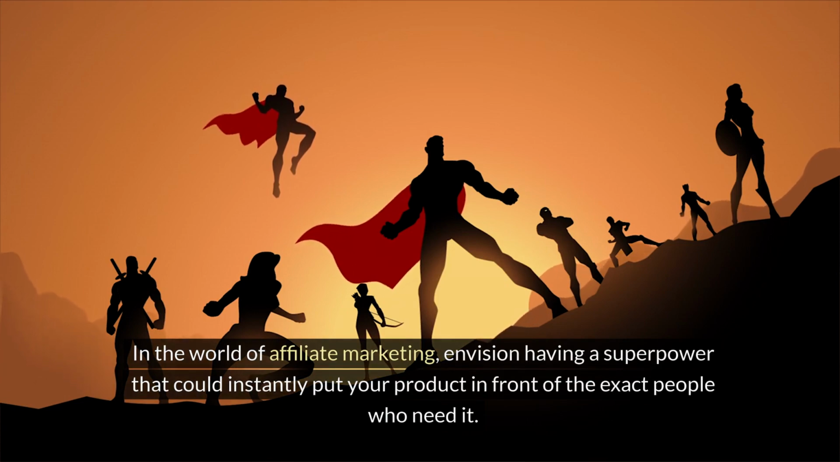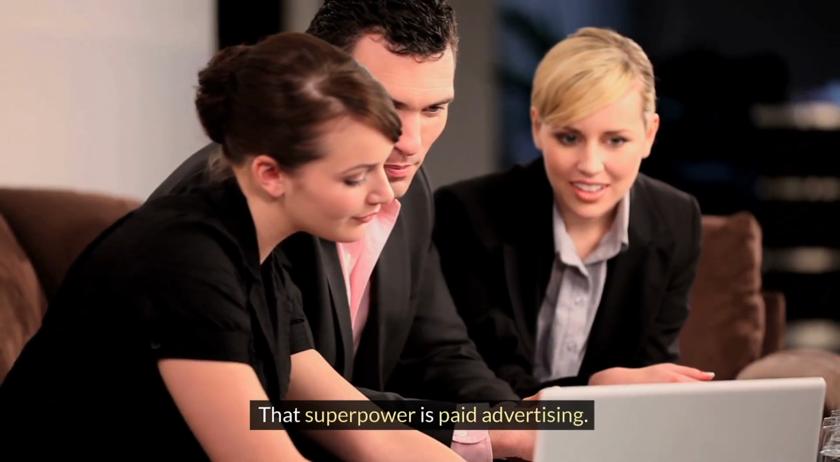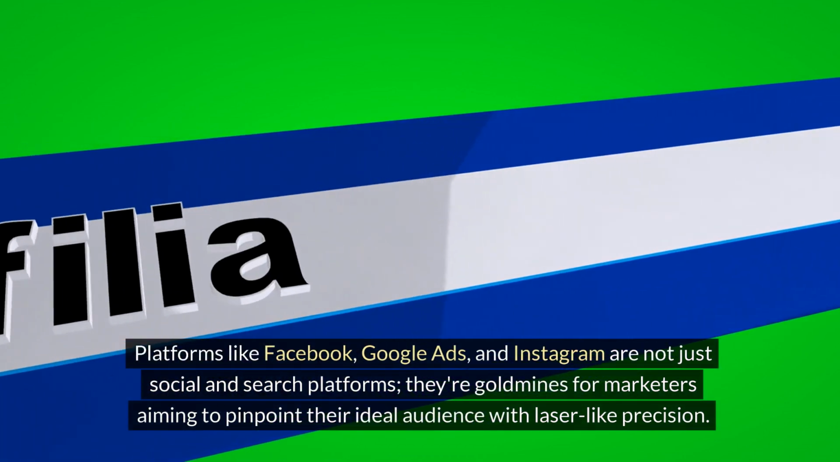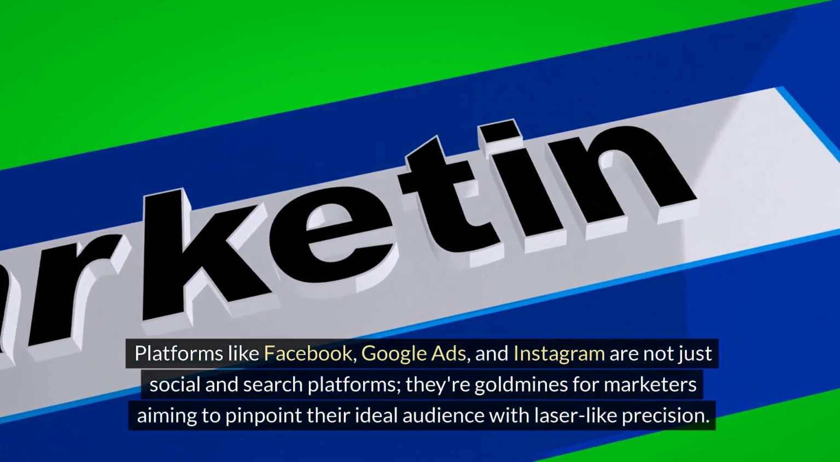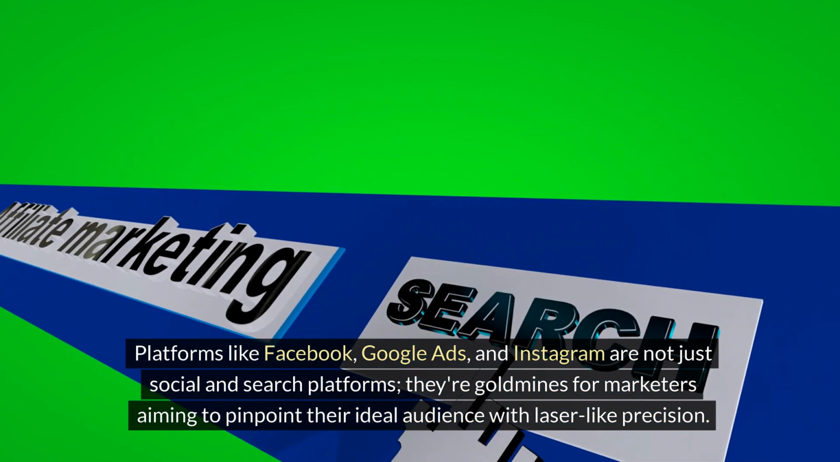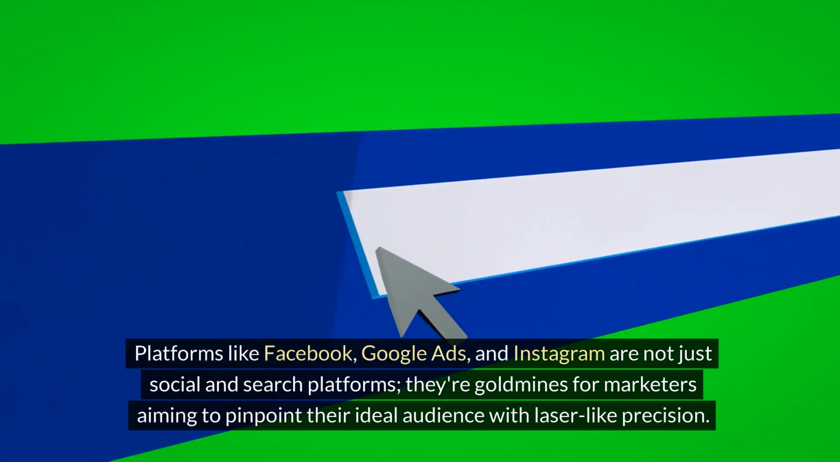In the world of affiliate marketing, envision having a superpower that could instantly put your product in front of the exact people who need it. That superpower is paid advertising. Platforms like Facebook, Google Ads, and Instagram are not just social and search platforms. They're gold mines for marketers aiming to pinpoint their ideal audience with laser-like precision.